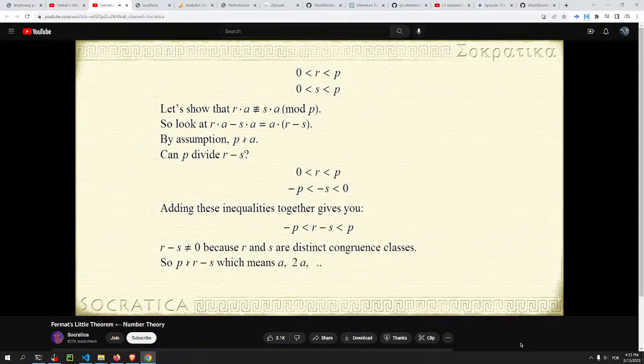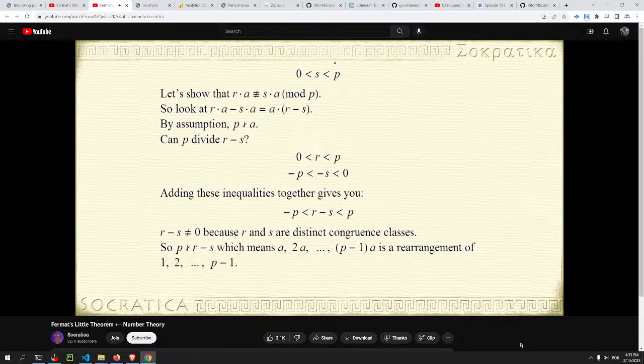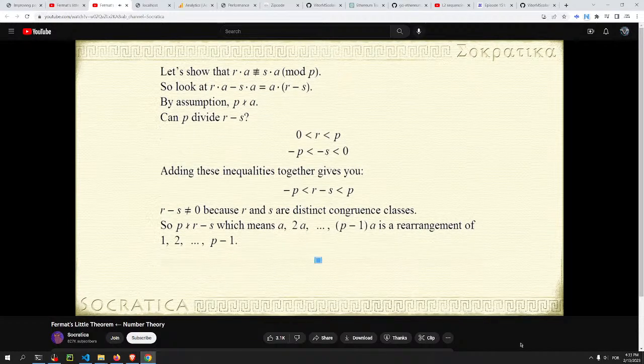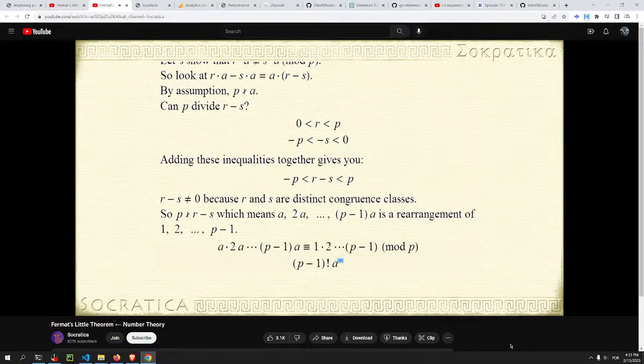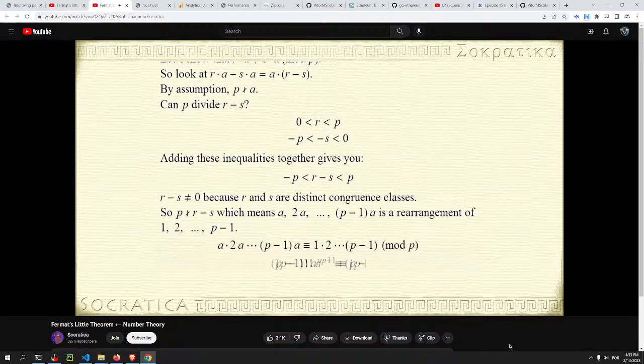So a, 2a, on and on, to p minus 1 times a is just a rearrangement of 1, 2, 3, on and on to p minus 1. So their products are going to be congruent to each other because they're just rearrangements of one another. That means that a times 2a times 3a, on and on, to p minus 1 times a is going to be congruent to 1 times 2 times 3, on and on to p minus 1, mod p. The left-hand side is p minus 1 factorial times a to the p minus 1 power. And the right-hand side is congruent to p minus 1 factorial.